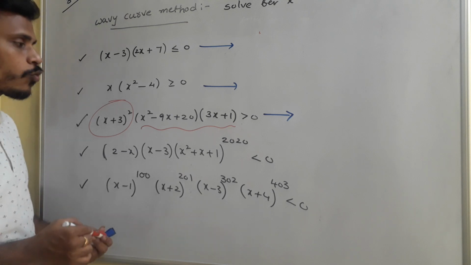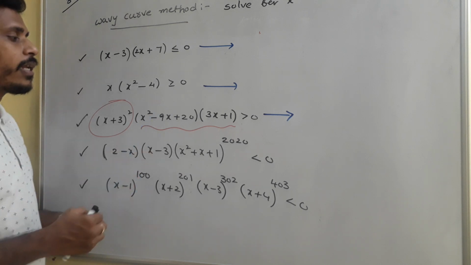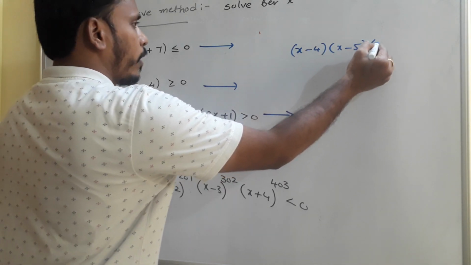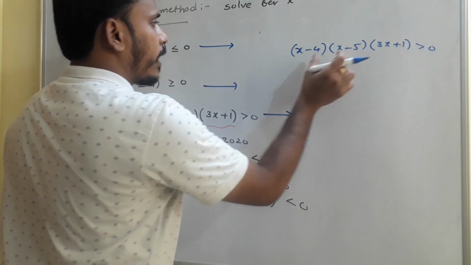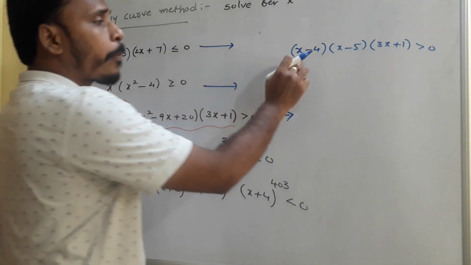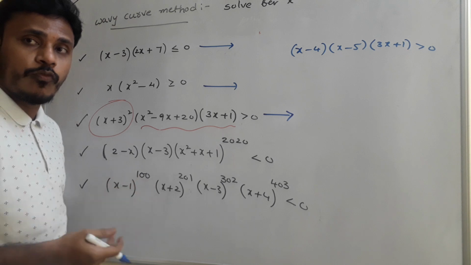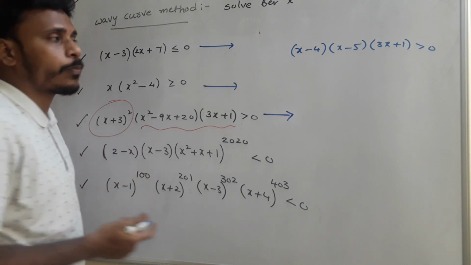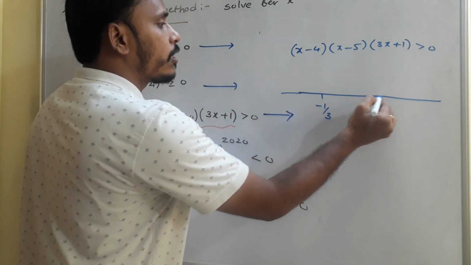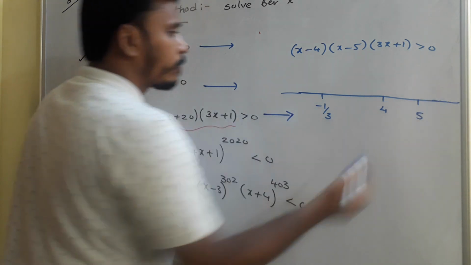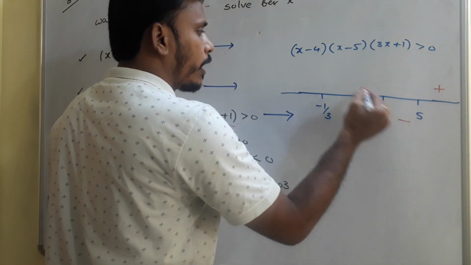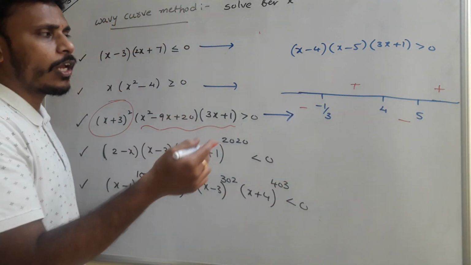The remaining expression is x square minus 9x plus 20 into 3x plus 1. x square minus 9x plus 20 is simply x minus 4 into x minus 5, so x minus 4 into x minus 5 into 3x plus 1 is greater than 0. To find the x which makes the polynomial positive, indicate the zeros on the x-axis. The zeros are minus 1 by 3, 4 and 5. To the right of 5, in the last region, the polynomial is positive, negative, positive, negative, like that.